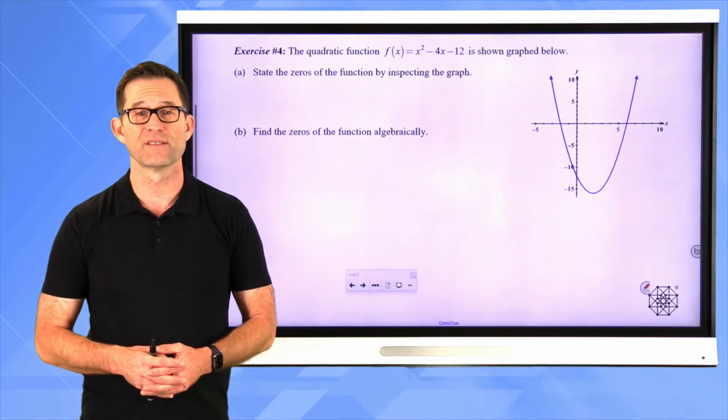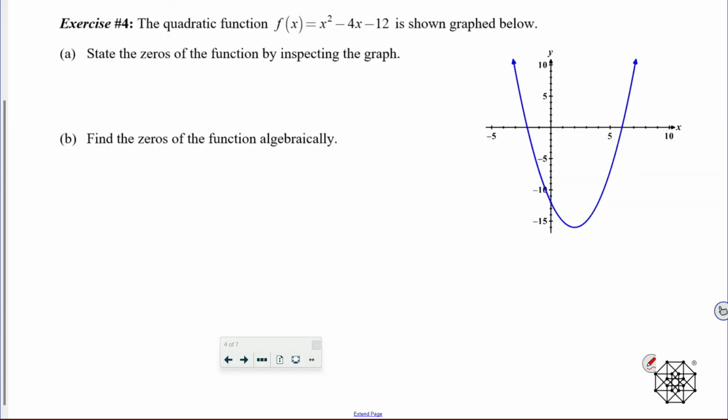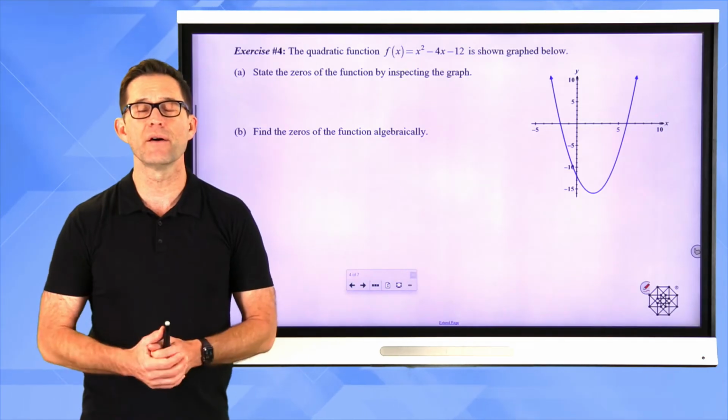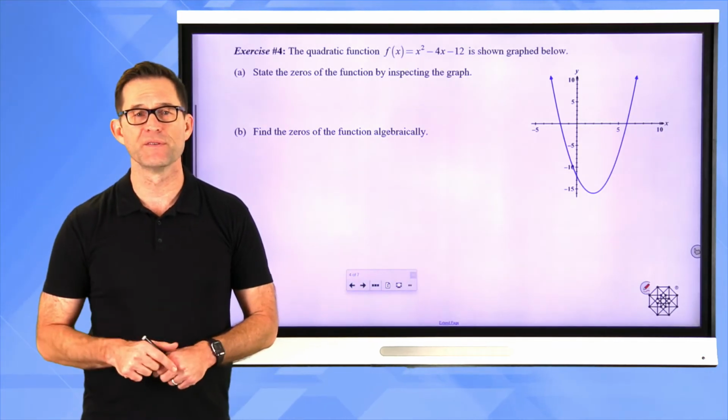Let's take a look at exercise number 4. The quadratic function f of x equals x squared minus 4x minus 12 is shown graphed below. Letter A, state the zeros of the function by inspecting the graph. All right, this should be easy enough. Pause the video right now and tell me what the zeros of the function are.